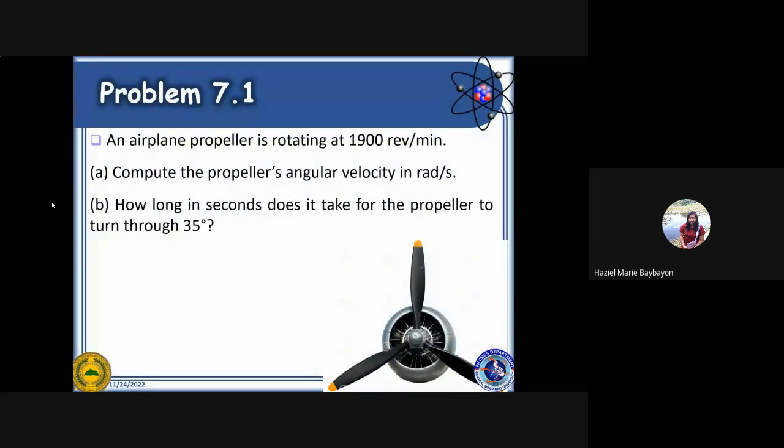Okay, so shall we start by answering this problem? We have an airplane propeller rotating at 1,900 revolutions per minute. Let us compute the propeller's angular velocity in radians per second and how long in seconds it takes for the propeller to turn through 35 degrees. All right. So here we are given the angular velocity, but it is in revolutions per minute.